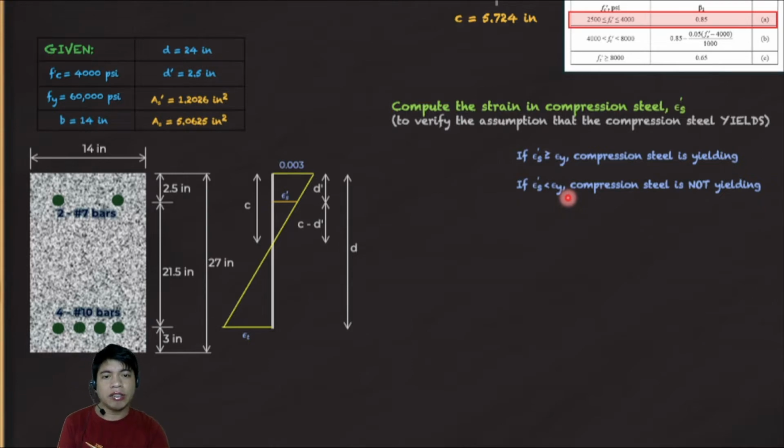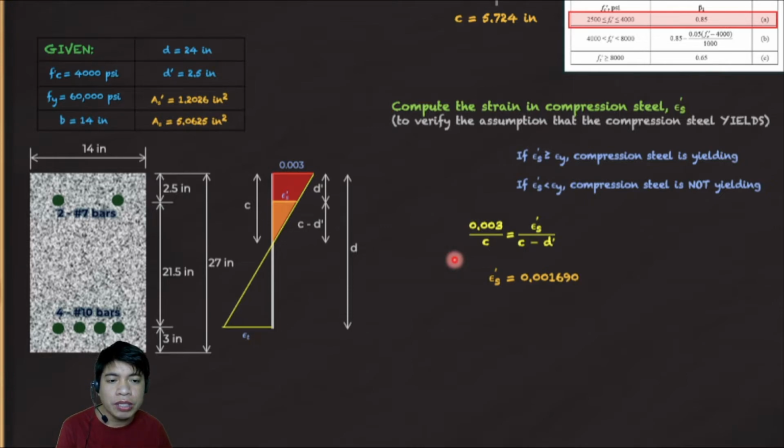Okay. So yun na guys, ratio and proportion lamang. Itong triangle na red na ito is similar to this maliit na triangle na to. So ratio and proportion, 0.003 over c is equal to the compression steel strain divided by c minus d prime. So itong side na to divided by this side, tapos itong side na to divided by this side. Na-compute na natin yung c kanina, yung d prime is given na sa problem, that is 2.5 inches. So mako-compute natin dito guys si compression steel strain, and that will be equal to 0.001690.